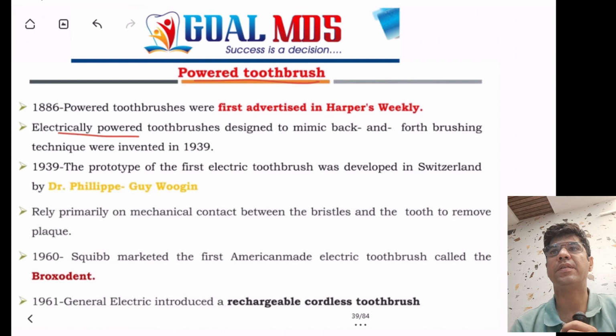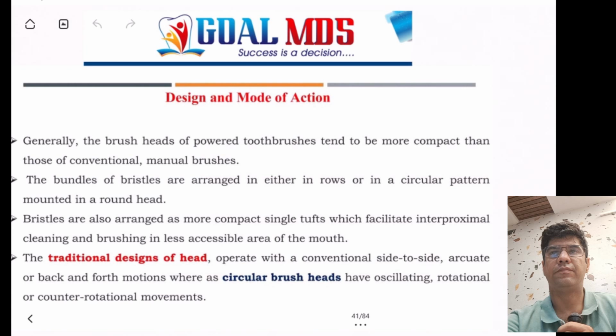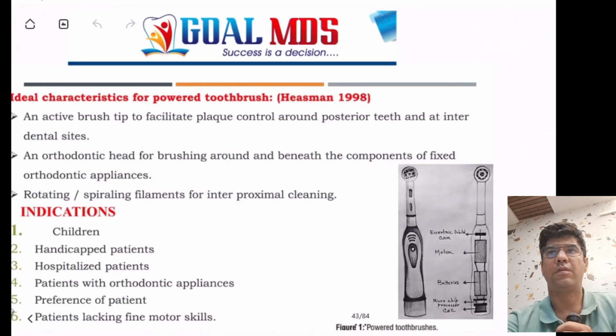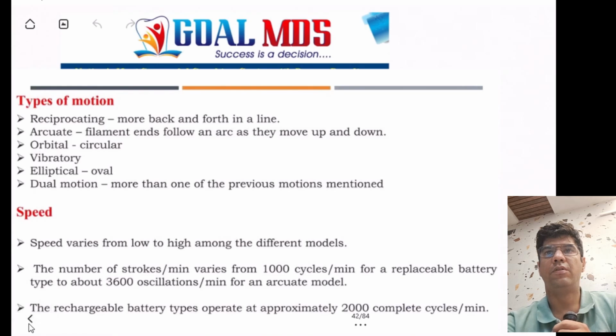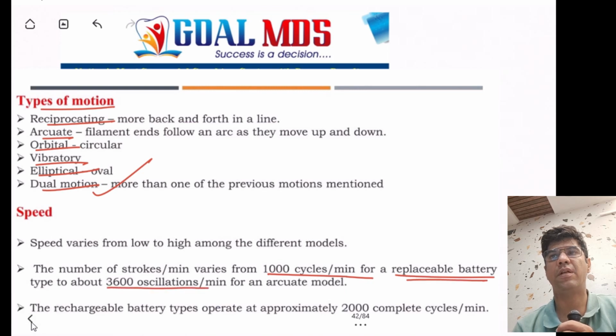Other is the powered toothbrush. They are electrically powered toothbrushes that are designed to mimic the back and forth brushing technique. A power brush can give various types of motion like reciprocating, arcuate, orbital, vibratory, elliptical, or counter motion. The speed, the number of strokes per minute, varies from 1000 cycles for a replaceable battery to about 3600 oscillations per minute. Remember these values from your entrance point of view.